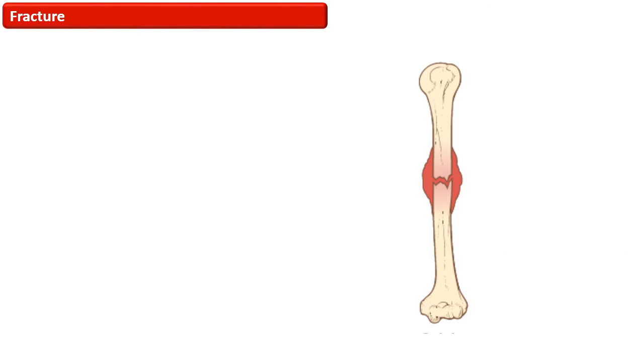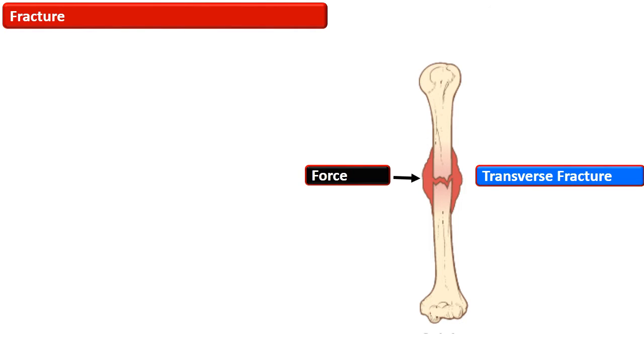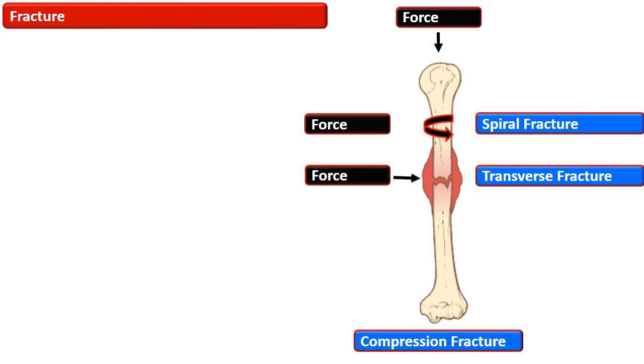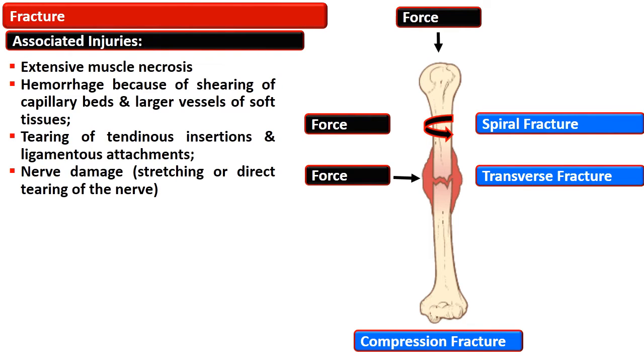When a force is applied perpendicular to the long axis of the bone, it will result in transverse fracture. When the force is applied in the long axis of the bone, it will result in compression fracture. When the torsional force is applied, it will result in a spiral fracture, and the combination of various forces will result in displacement of the fractured fragment of the bone. The fracture is associated with other injuries also, such as the surrounding muscle or soft tissue, blood vessels, tendons, ligaments which are attached over there, and the nerves.